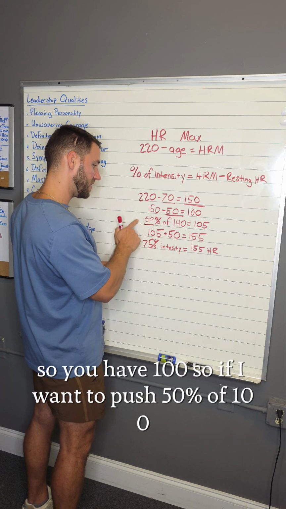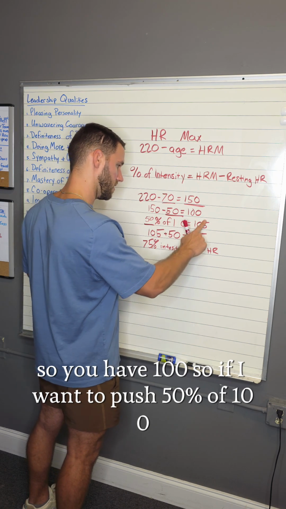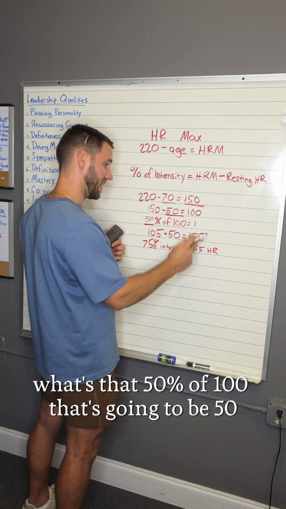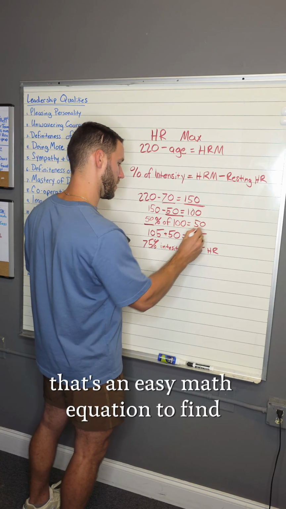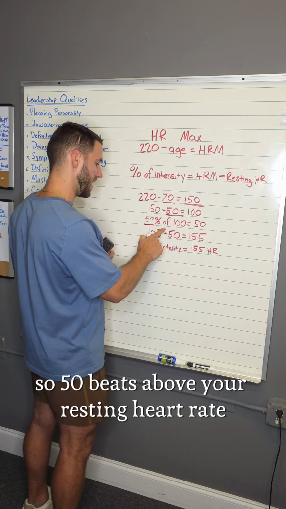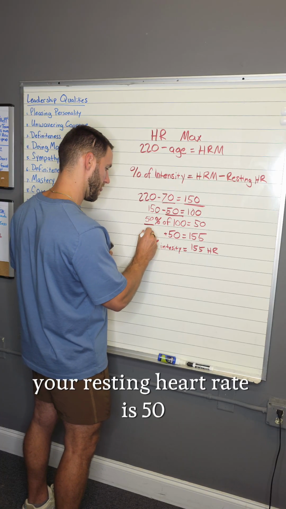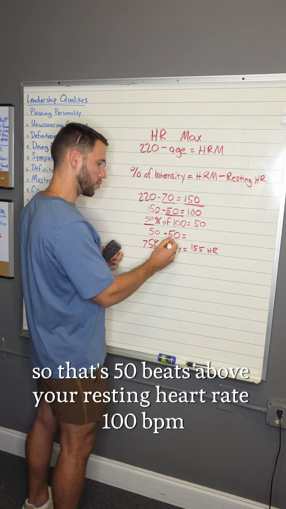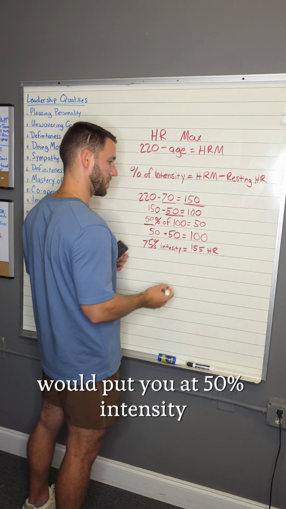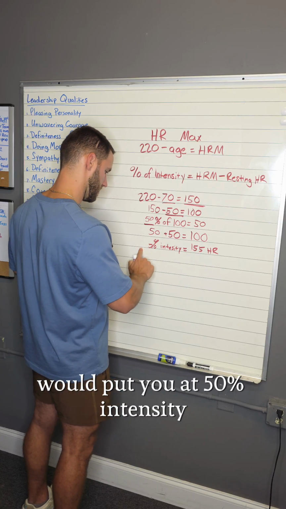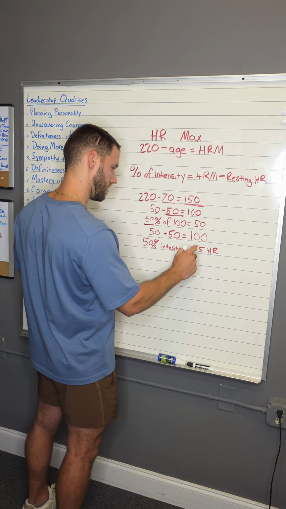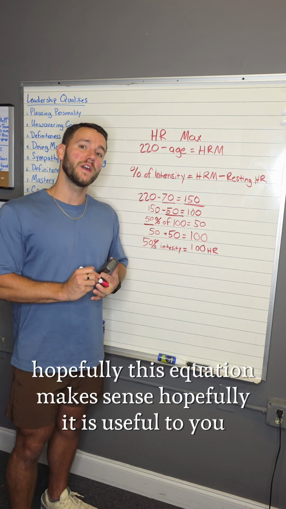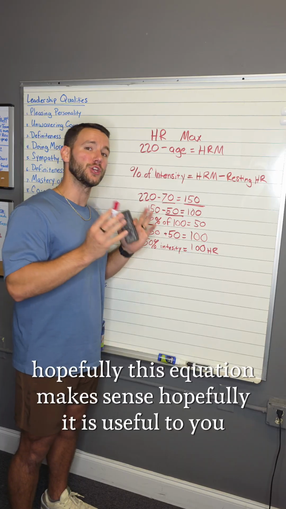So if I want to push 50% of 100, that's going to be 50. That's an easy math equation to find. So 50 beats above your resting heart rate. Your resting heart rate is 50. Your intensity level is at 50%, so that's 50 beats above your resting heart rate. 100 beats per minute would put you at 50% intensity. Hopefully this equation makes sense. Hopefully it is useful to you.